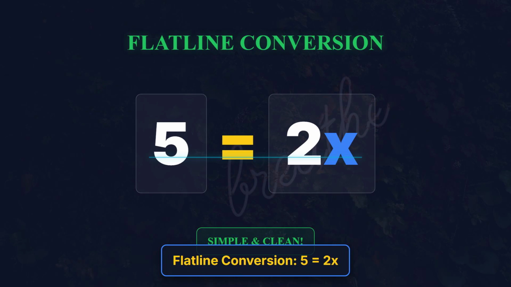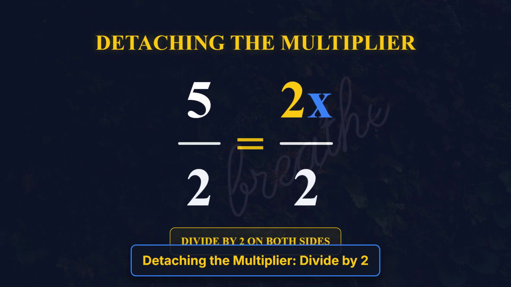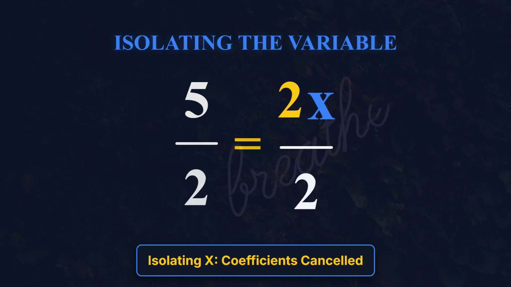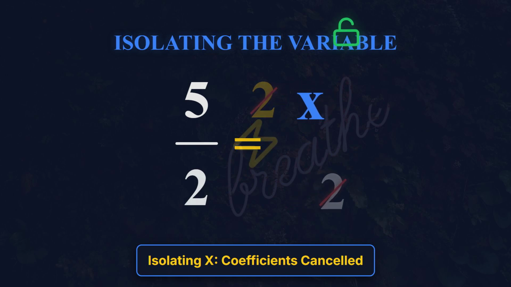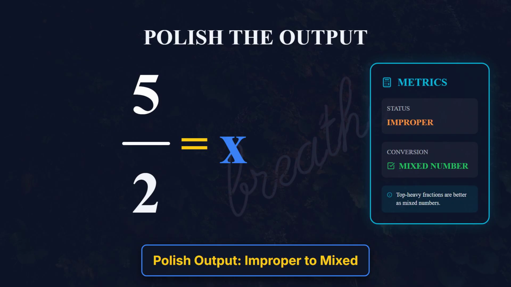5 equals 2x. We just need to break the bond between the 2 and the x. The inverse of multiplying by 2 is dividing by 2 on both sides. The coefficients cancel out cleanly on the right, leaving our mystery number x completely isolated at long last. This leaves us with 5 divided by 2 equals x.